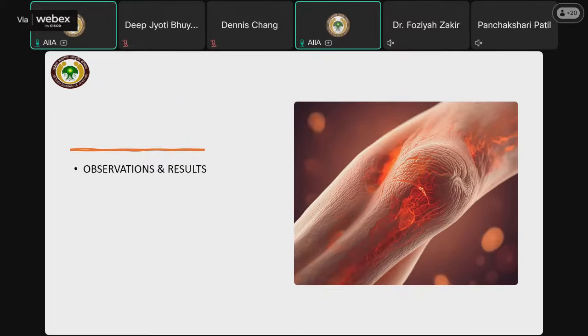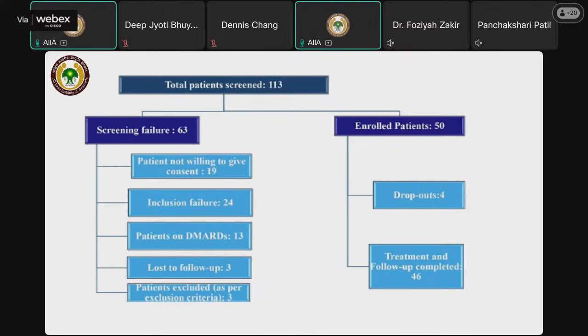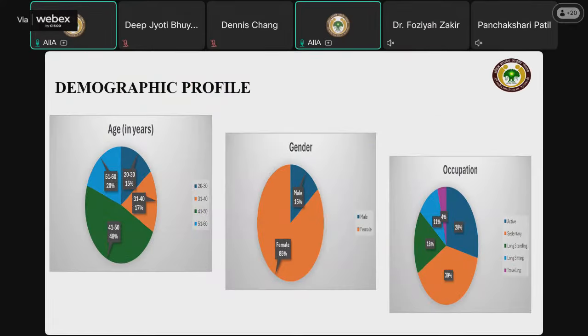Coming to the observation and results of the entire thing, this is how the entire flow went on from the enrolled patients, and these are the demographic profiles that we observed. Among the patients, we could find that from the age of 41 to 50, the incidence of Amavata or rheumatoid arthritis was highest, followed by 51 to 60, which also substantiates the age-related prevalence of rheumatoid arthritis, affecting the quality of life of the patients.